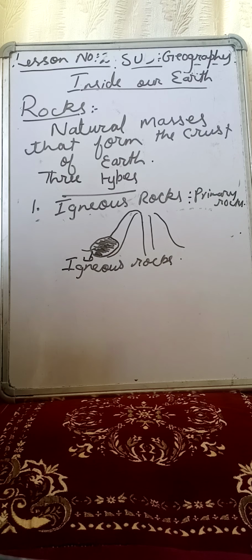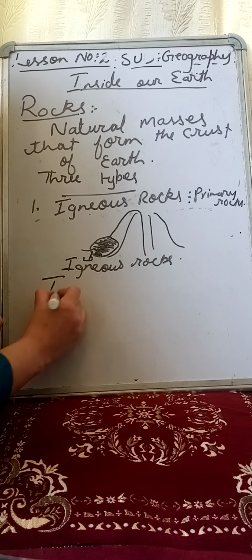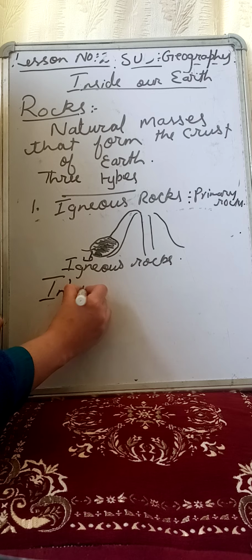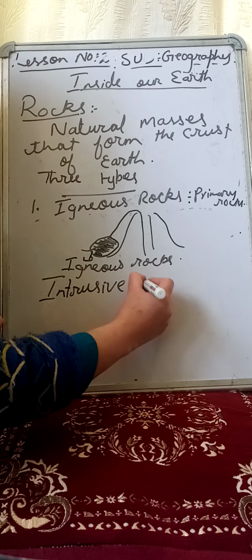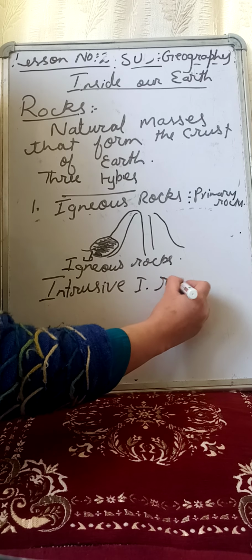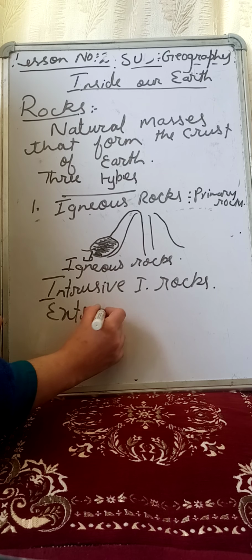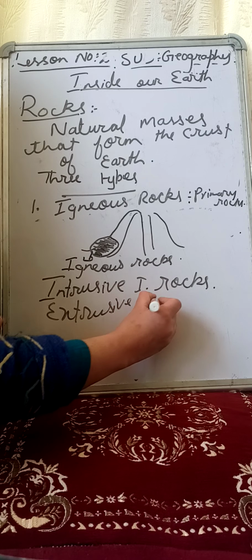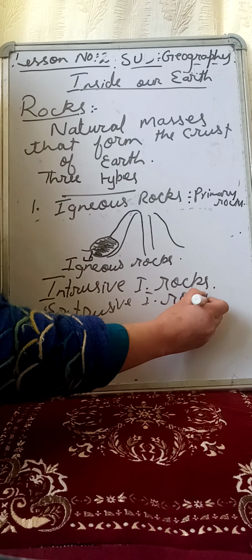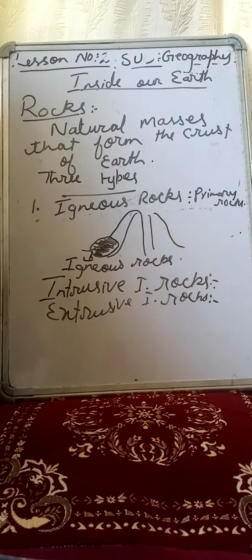We have two types of igneous rock. Number one is intrusive igneous rocks. And number two is extrusive igneous rocks. Now, what are intrusive igneous rocks?